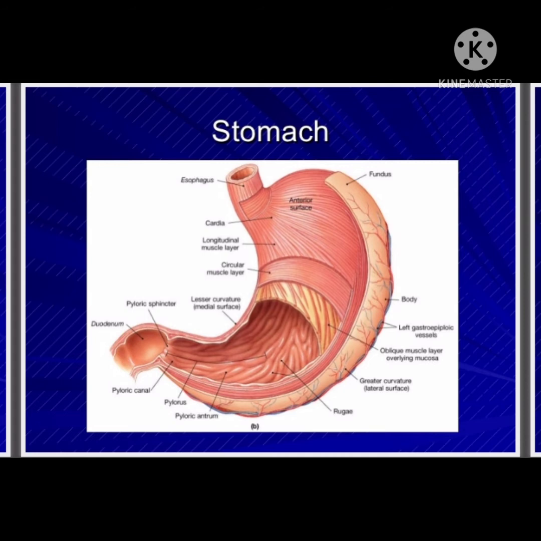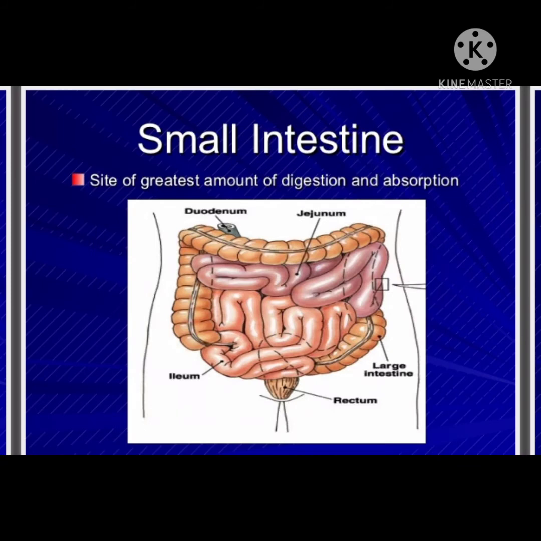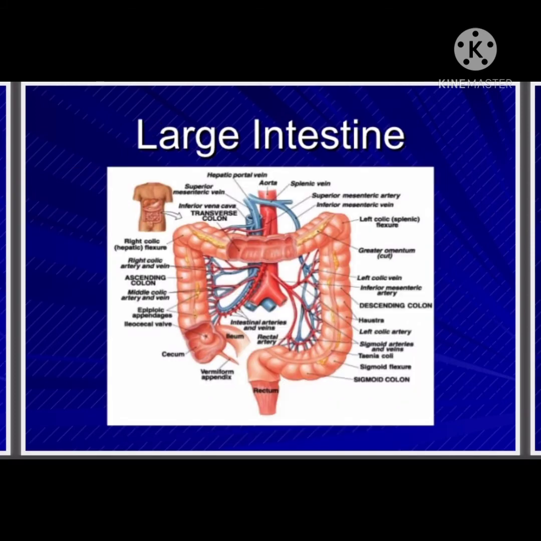Then the next part of the alimentary canal is the small intestine. The small intestine is a highly coiled and narrow tube which can be distinctly divided into three regions. It is the longest part of the alimentary canal and it is the site of complete digestion of food. Okay, then the small intestine opens into the large intestine. The large intestine is shorter than the small intestine but wider than the small intestine. It is mainly for absorbing water.